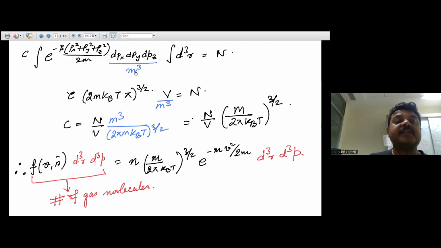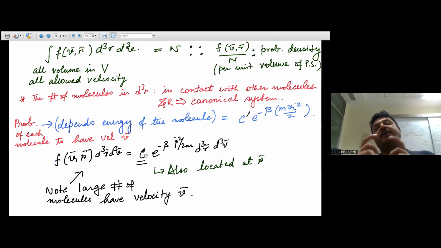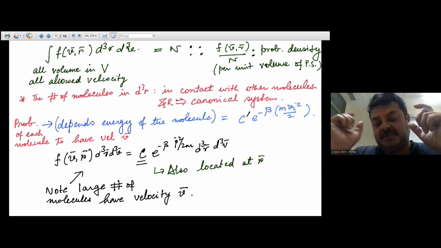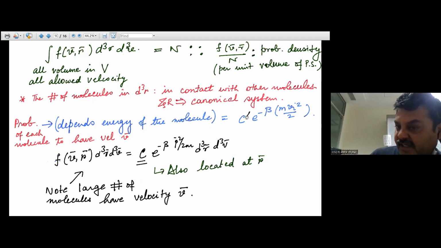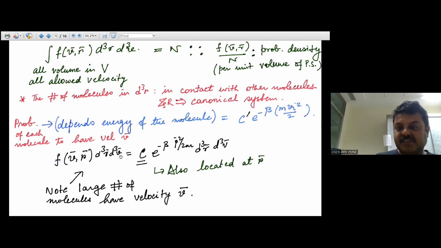So what is the aim? We are doing this integral because we don't know what this normalization constant is. We know that for each particle at a certain volume, the probability will be c dash, and then we multiply by d3r and d3v, and this will be a certain c. This was the velocity of an individual particle. Here we are calculating the number of particles with velocity v and position r in d3r and d3v. Our aim is to calculate this normalization constant.